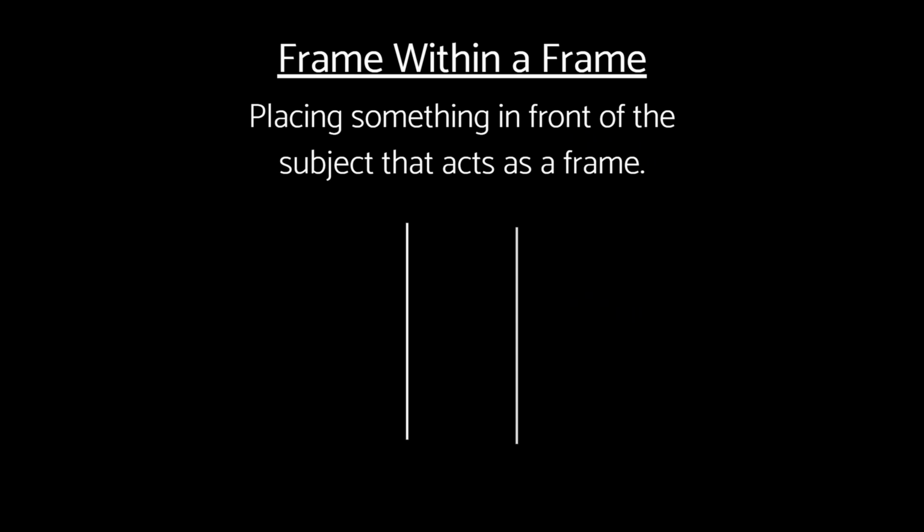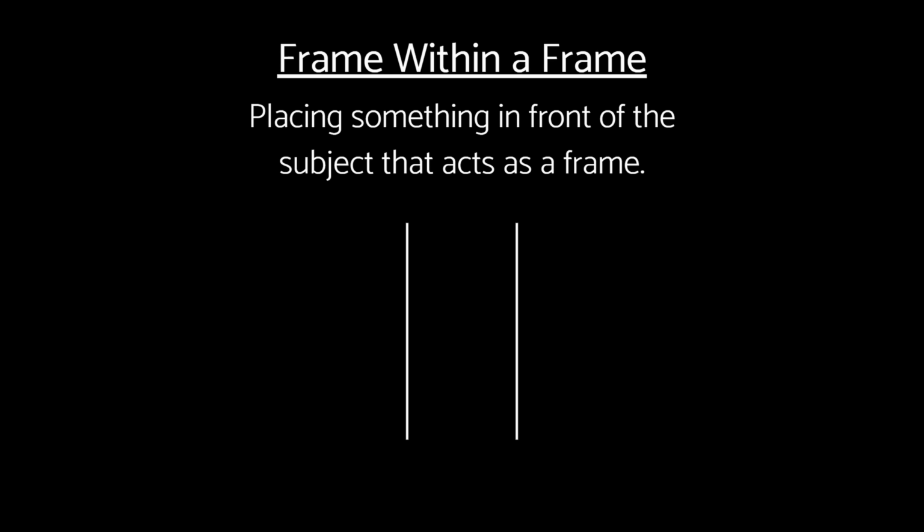The second compositional technique is called a frame within a frame. And a frame within a frame is an easy and effective way to draw the viewer's eyes into the photo. It creates a sense of depth and can be used to highlight your subject. This technique involves placing something in front of the subject that acts as a frame, such as trees or other objects. This creates a natural border for your subject and draws the eye into the photo.